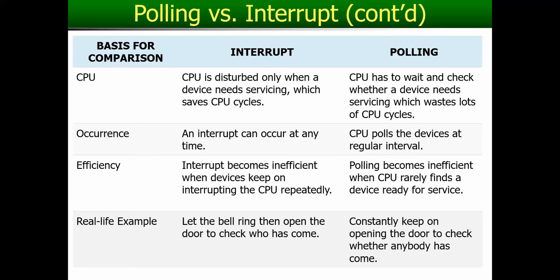That is something I know for sure is happening quite repeatedly, so polling is a good option for that. When does polling become inefficient? When the CPU rarely finds a device.